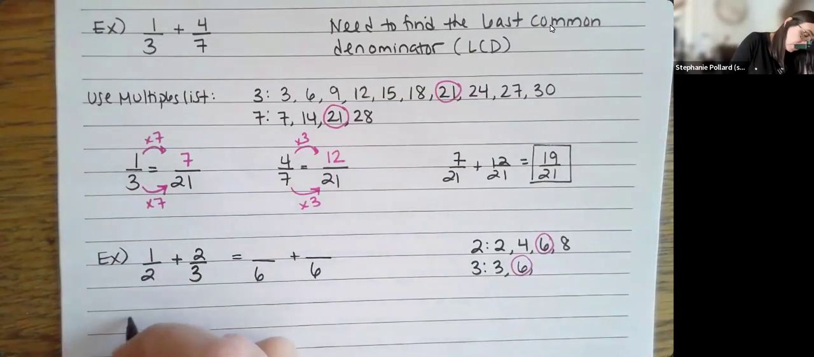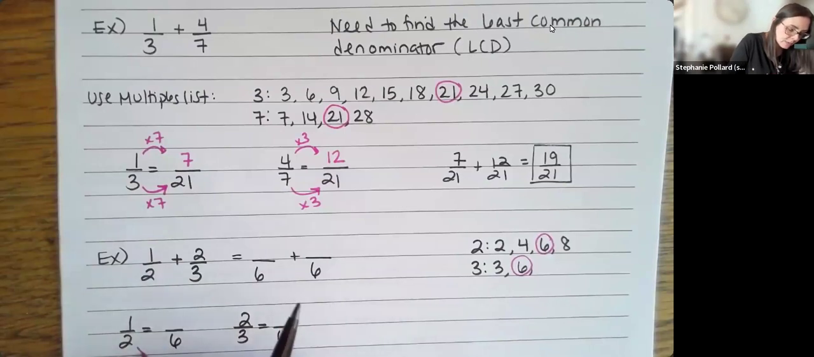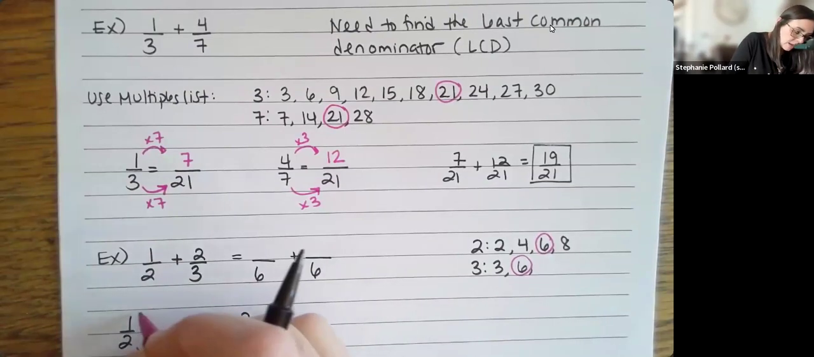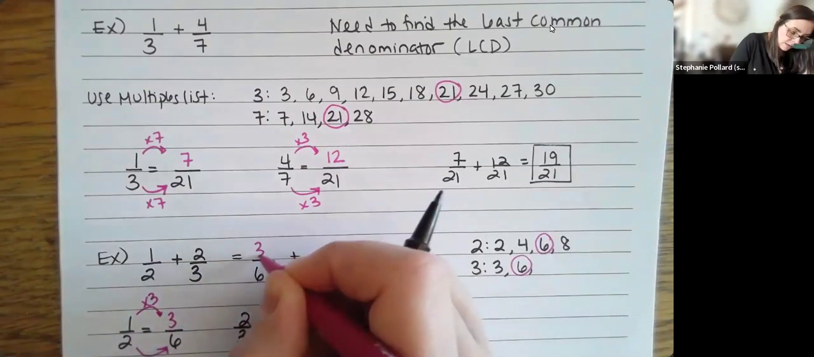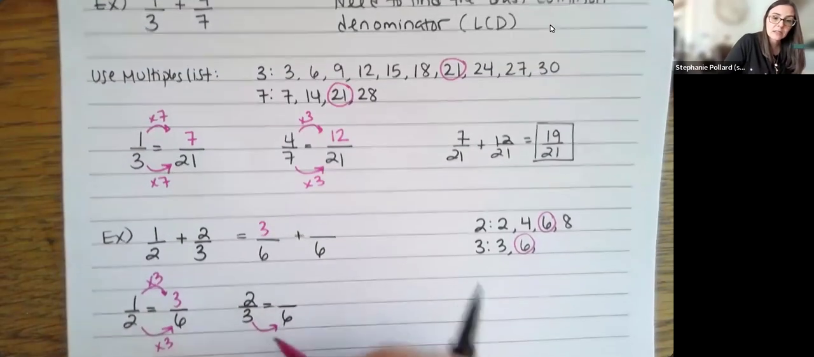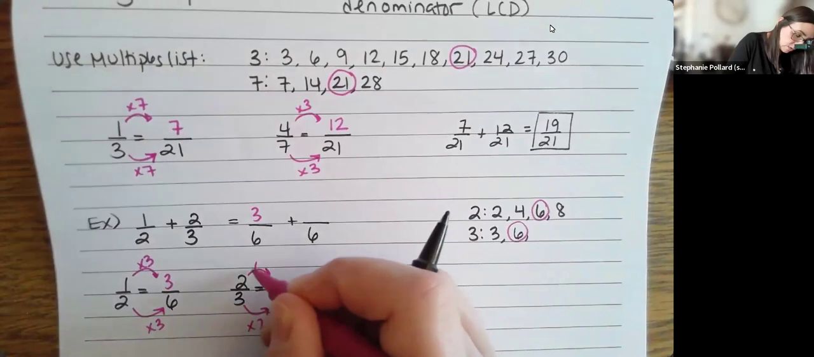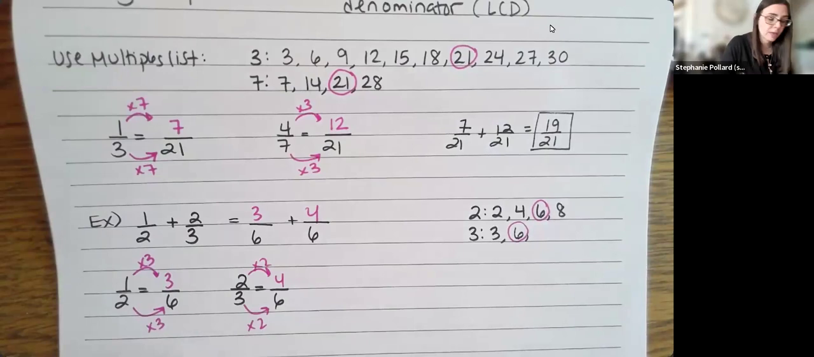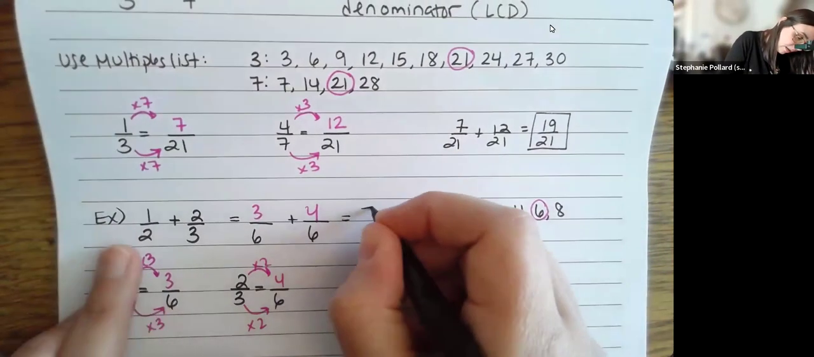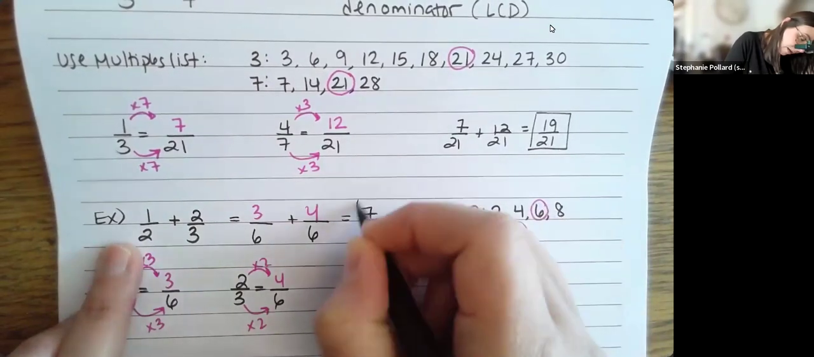And then you're going to change each of these over individually. So how do we get from 2 to 6? That would be multiplication by 3. We do the same change on top. 1 times 3 is 3. And then here, how do we get from 3 to 6? That is times 2, and 2 times 2 is 4. So my problem becomes 3 plus 4 is 7/6, or if you want it as a mixed number, 1 and 1/6 would be correct here.